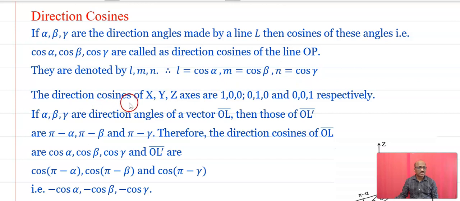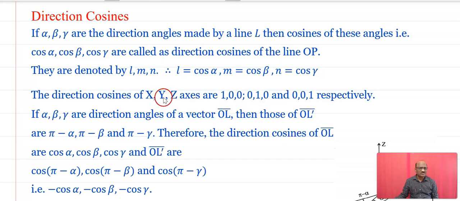The direction cosines of the x, y, z axes are as follows. For the x-axis, the angle with the x-axis is 0, and with the y and z axes they are 90 and 90. Therefore cos alpha is cos 0, which is 1, and cos 90 is 0. Therefore the direction cosines of the x-axis are 1, 0, 0.